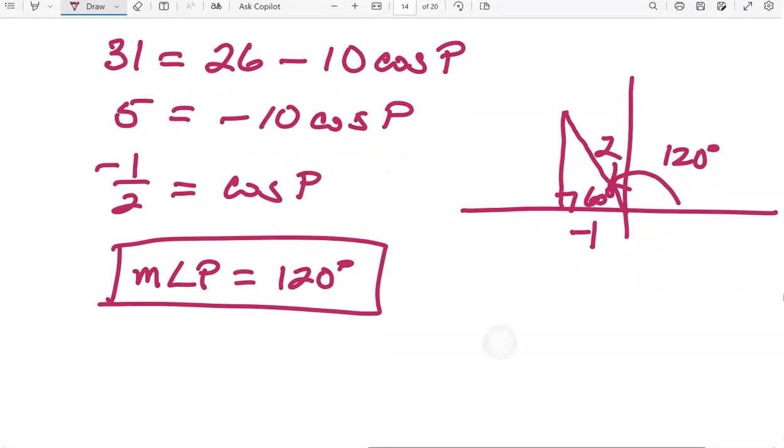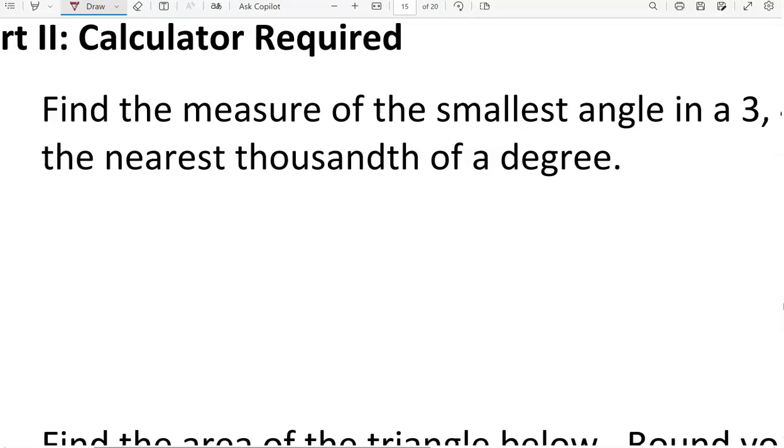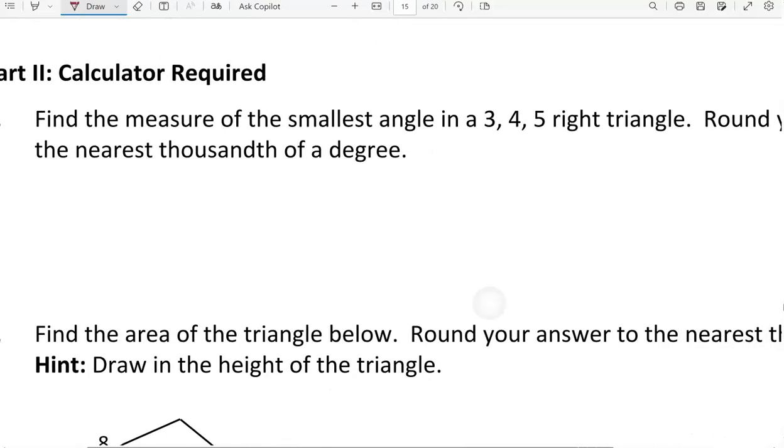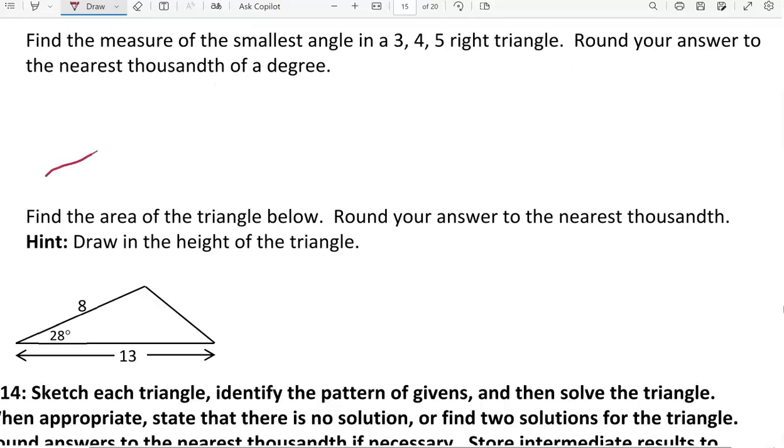All right, let's move on to the calculator required portion. So in this one, we are going to find the measure of the smallest angle in a 3, 4, 5 right triangle, and we're going to round our result to the nearest thousandth of a degree. First, I'll want to draw a picture of a 3, 4, 5 right triangle, and I'll want to make sure that my triangle has somewhat of a scale to it, so 3 should look like the shortest side. That will make it much easier to identify that shortest or smallest angle.